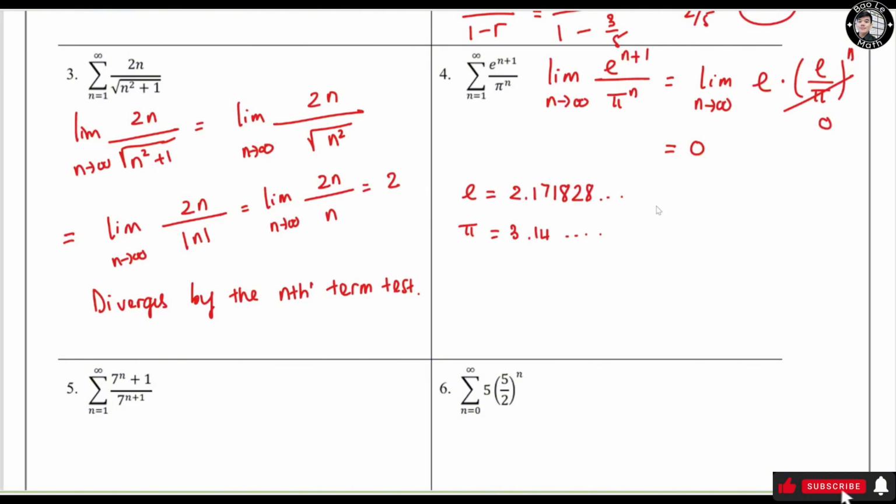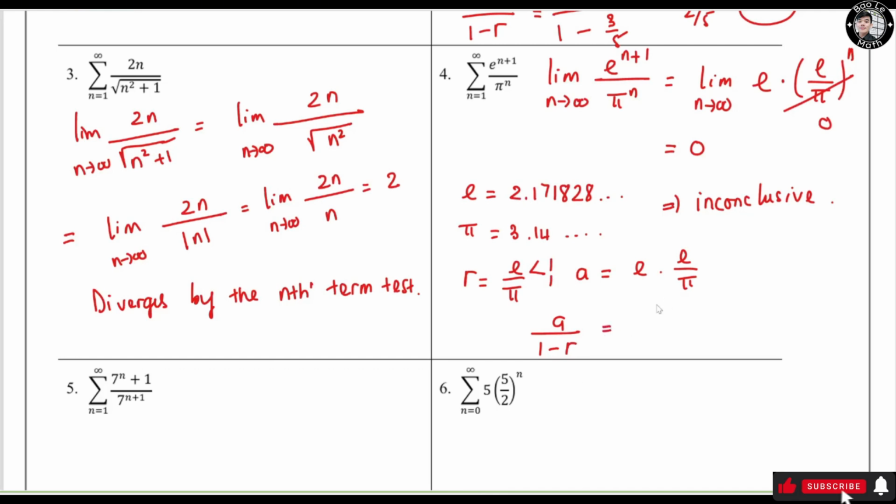Now, so we can say that the test is inconclusive. We can use the geometric series to determine if this one is convergent or divergent. So we look at this one right here. The common ratio is e over pi, and the first term is e times e over pi. So we have the formula a over 1 minus r. This ratio is less than 1, so the series converges.